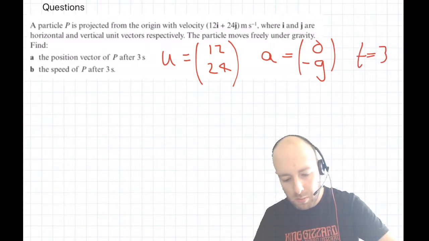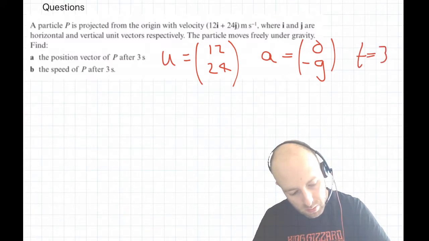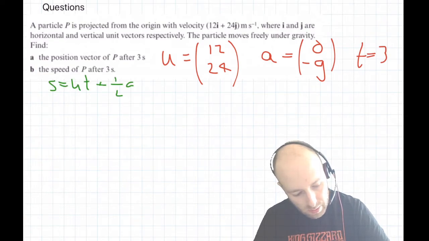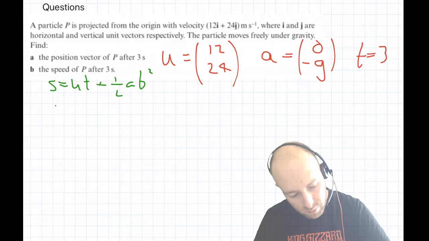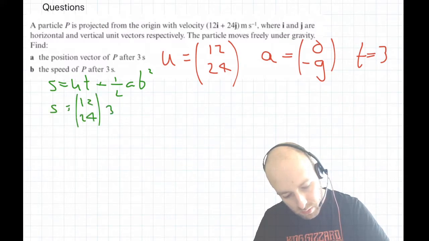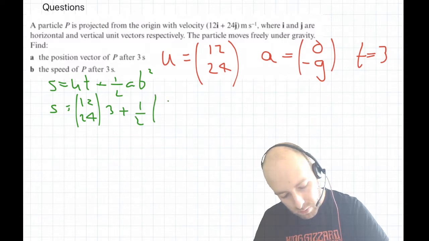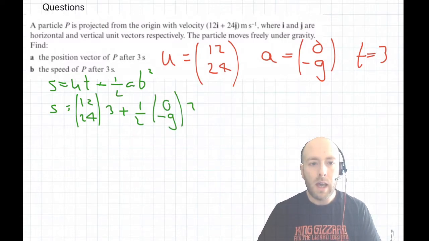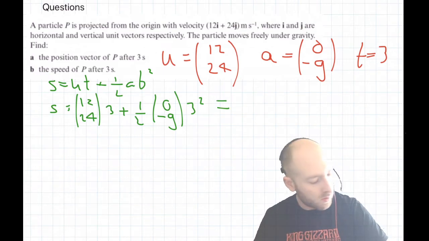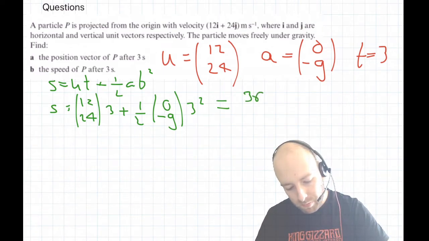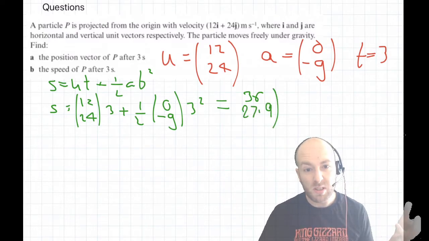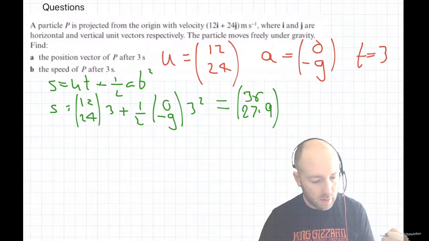So for the first one, we want a position vector, so we're going to use s equals ut plus half at squared. So s equals (12, 24) times 3 plus half (0, minus g) times 3 squared. And if you plug all that in, you get 36 and 27.9, which is our position. So done. Nice, easy few marks there.